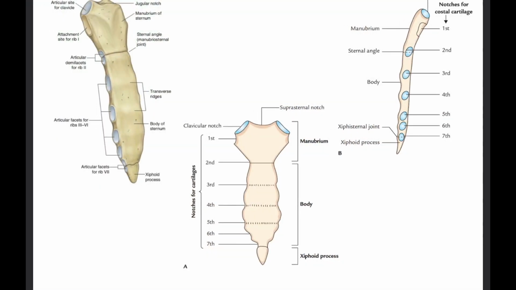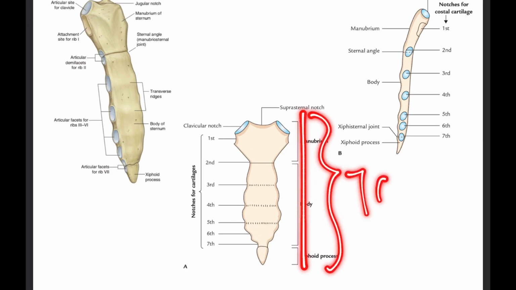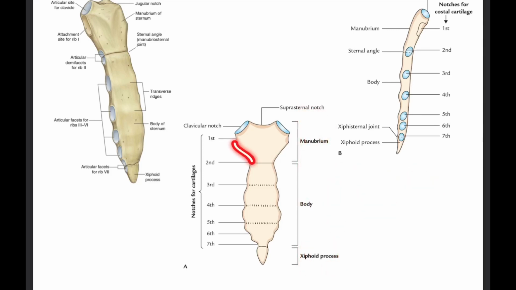Sternum bone, it is also known as breastbone. It is an elongated flat bone. It lies in the anterior median part of the chest wall. It is 7 centimeters long. So the sternum bone has 3 parts.